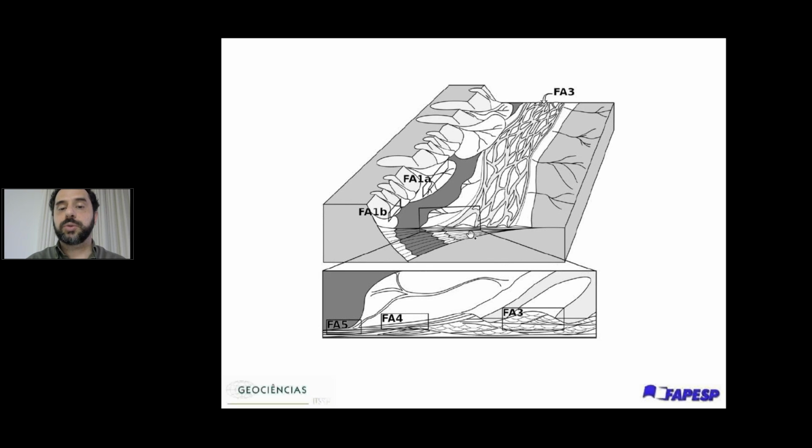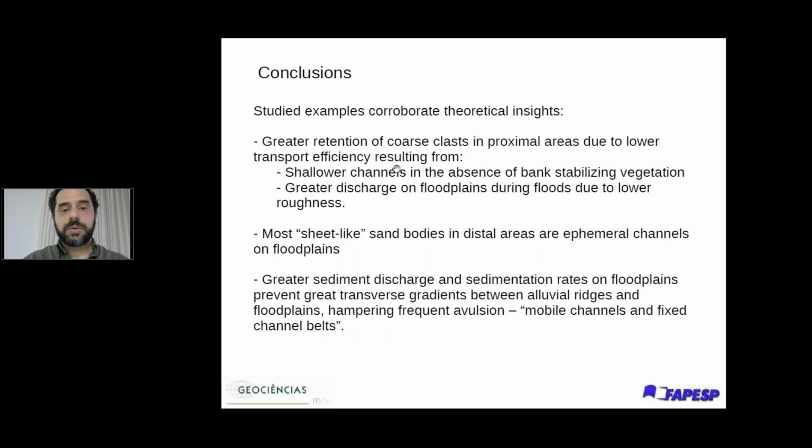So the channel belt would be more or less fixed because the degradation rates on the floodplains are much greater. So as a conclusion, what we think is that differences mostly on floodplains, but also in stabilized banks by the main channels, would have a very strong effect on the long stream variability and the lateral variability as well, because they would control the efficiency of sedimentary transport.